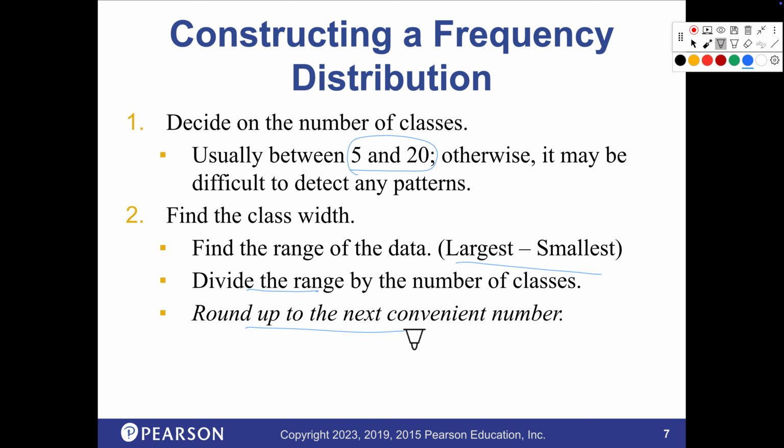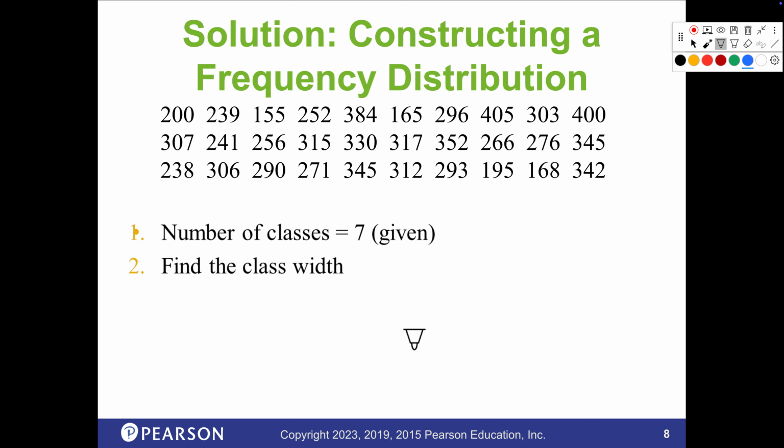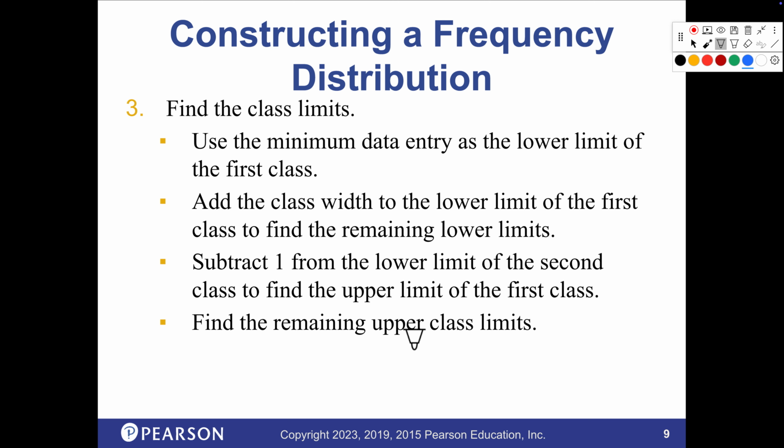So you guys had kind of that input that seems natural to do, right? So number of classes equals 7. Find the class width. So again, we rounded up to 36, so we went ahead and did that. Find the class limits: use the minimum data as a lower limit of the class, add the class width to the lower limit to find the next, and then subtract 1 from the lower limit of the second class to find the upper limit of the first class.